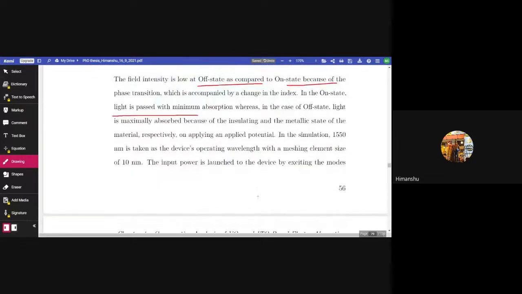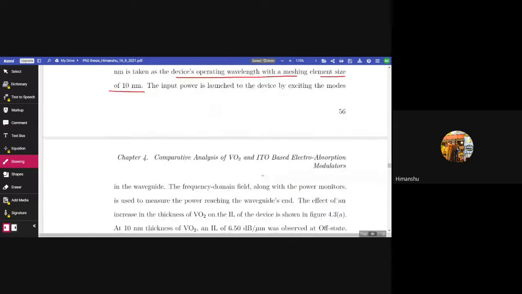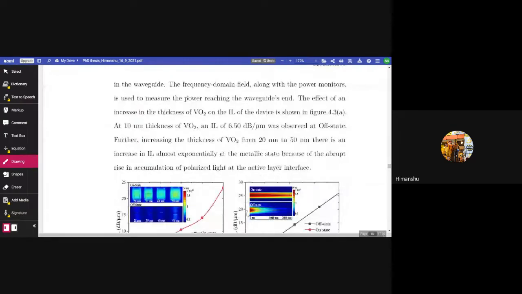In the simulation, 1550 nanometer is taken as the device's operating wavelength with a meshing element size of 10 nanometer. The input power is launched to the device by exciting the modes in the waveguide. The frequency domain field along with the power monitors is used to measure the power reaching the waveguide's end.